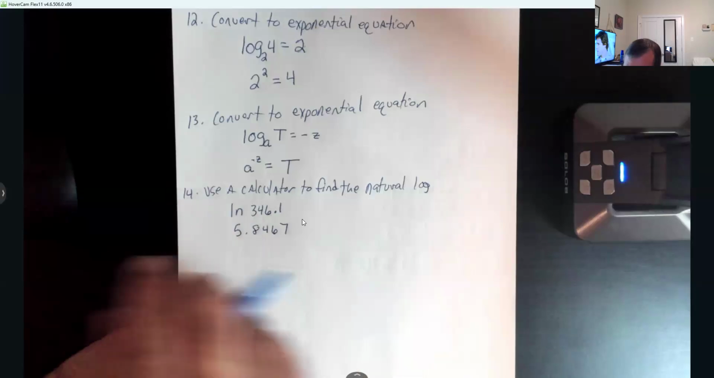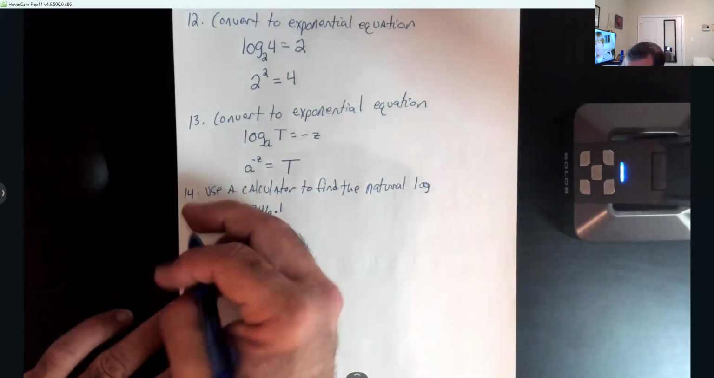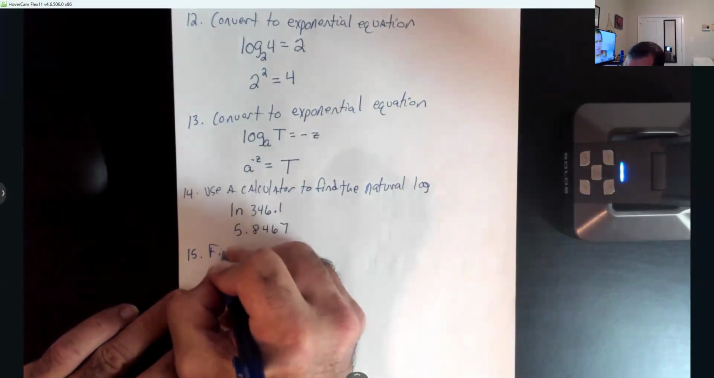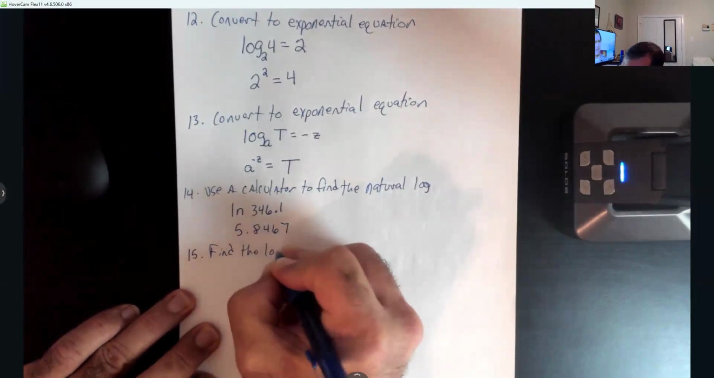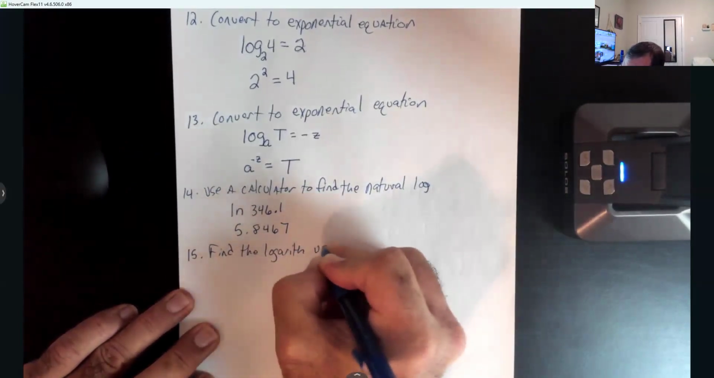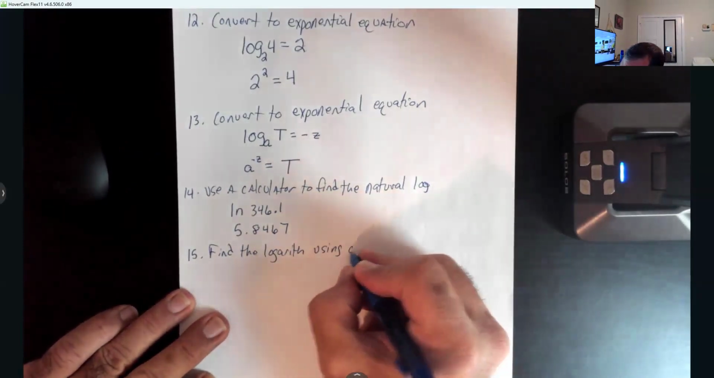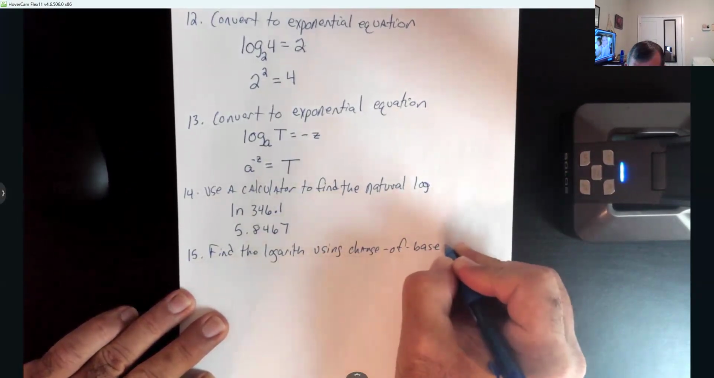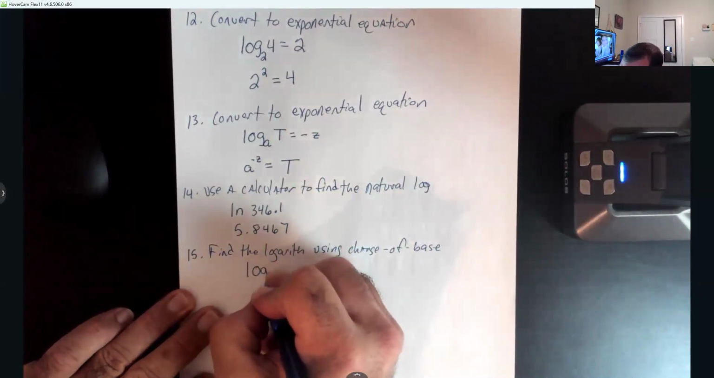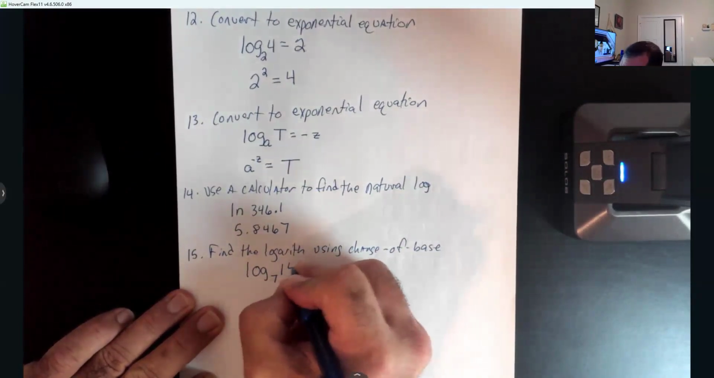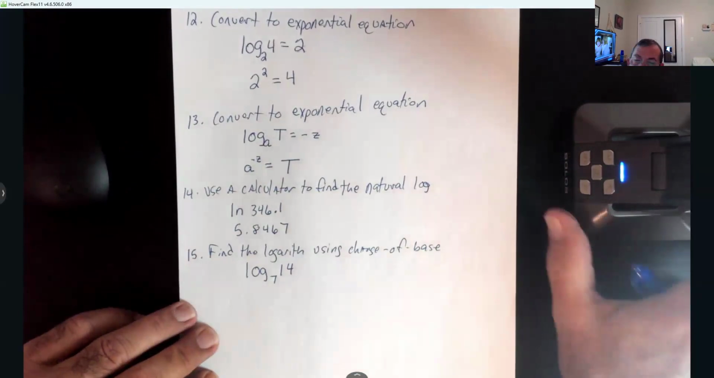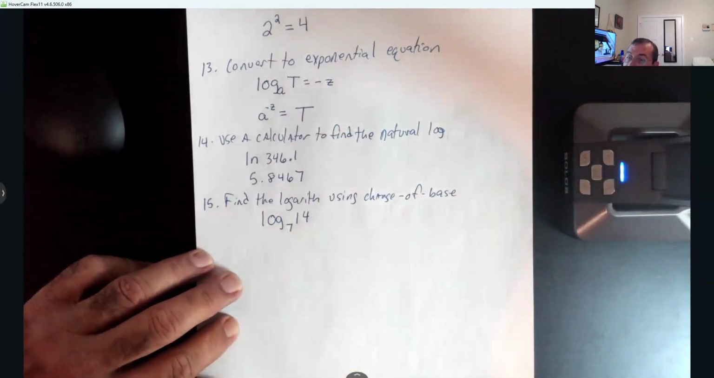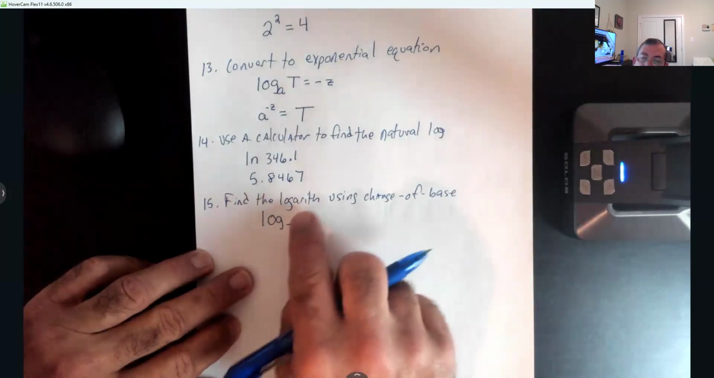So for 14, they want you to use the LN on the front of the calculator. Now look at 15. 15 says find the logarithm using change of base. And they want me to find log base 7 of 14. Well, when you have any other base other than the log base 10 and the log base E, the LN stuff, they want you to use change of base.